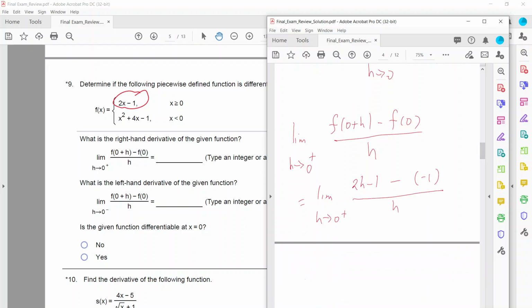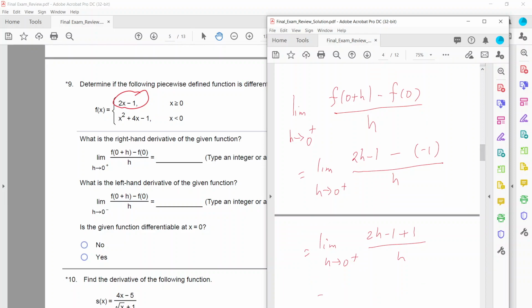So if you try to simplify this, on the top you get 2h minus 1 plus 1 over h. This 1 and minus 1 cancel out, and you are going to get 2h on the top and h on the bottom. This h and h cancel out, so the limit is 2. So the right hand limit is 2.